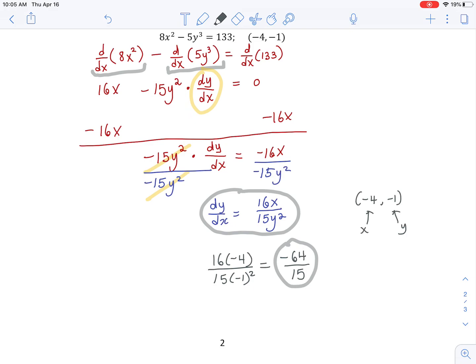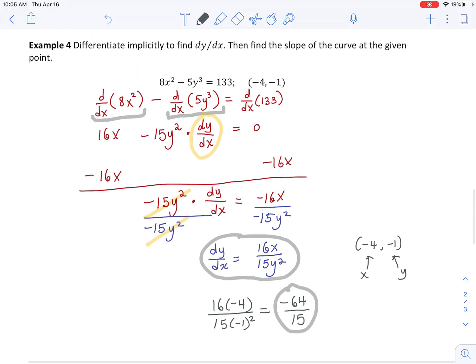The denominator is going to be simply 15. Therefore, we found that the second answer they wanted was negative 16 over 15. So let me just go ahead and say this is the slope of the curve at negative 4, negative 1.